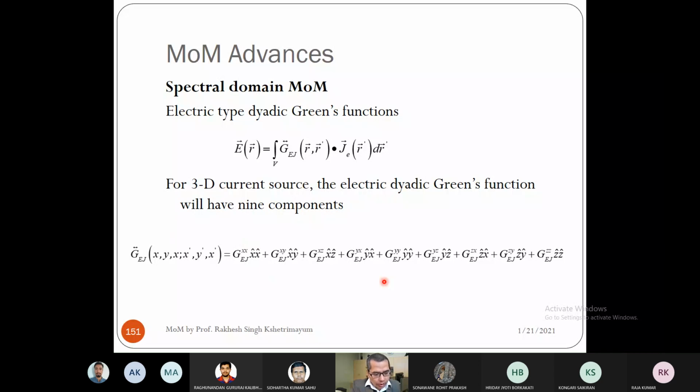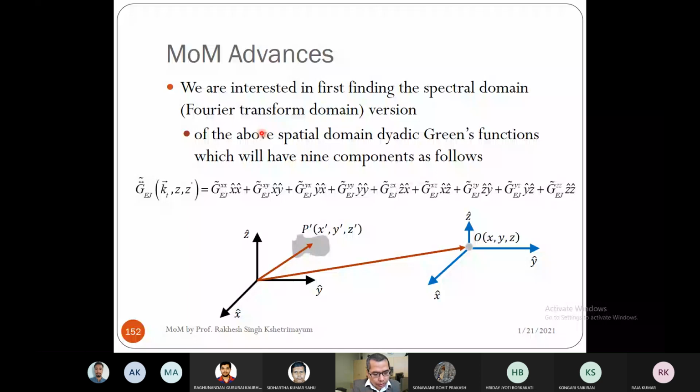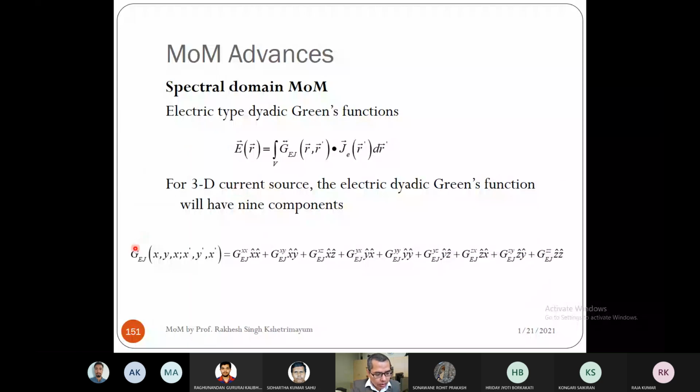So what do I mean by Green's function, which is also the impulse response of the system? Here it's the antenna, so the impulse response of the antenna, let's say. So I already told you this Green's function will have 9 components. Forget about this tilde here. Tilde means we are in the spectral domain. So in the previous one, I did not put any tilde above the G here. G is with the double arrow. It's a dyadic Green's function.